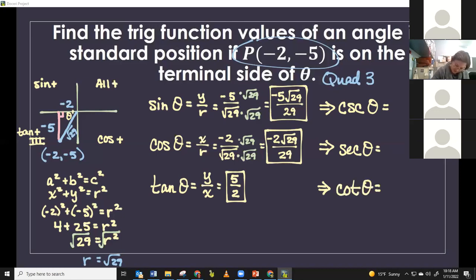So we're going to have r over y. So negative square root of 29 over 5. R over x, I'm going to have negative square root of 29 over 2. And cotangent would be 2/5. Every reciprocal pair has to have a co.